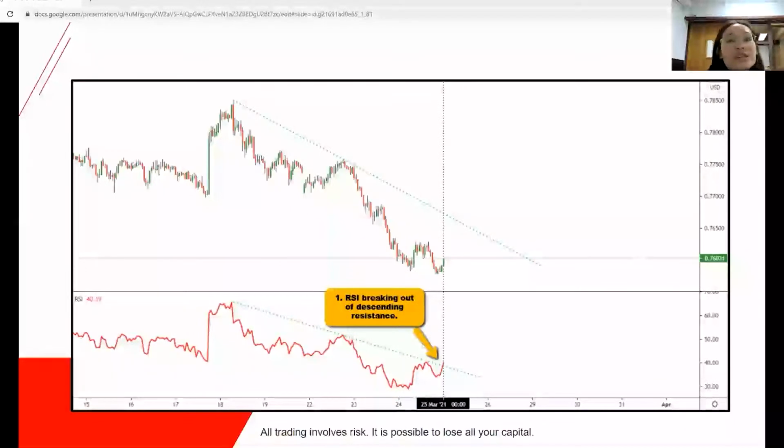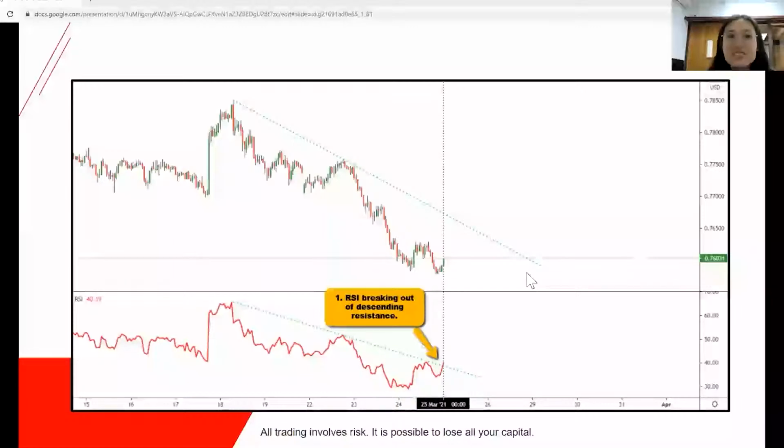So once again, this is another example of a price breakout. So if you take a look here, price is continuing in a descending trend line, or rather not in a descending trend line, but rather a descending manner. And on our RSI, it's also descending in the same manner. However, if we take a look at the RSI chart, you can see it's briefly breaking out a small bit out of our descending resistance.